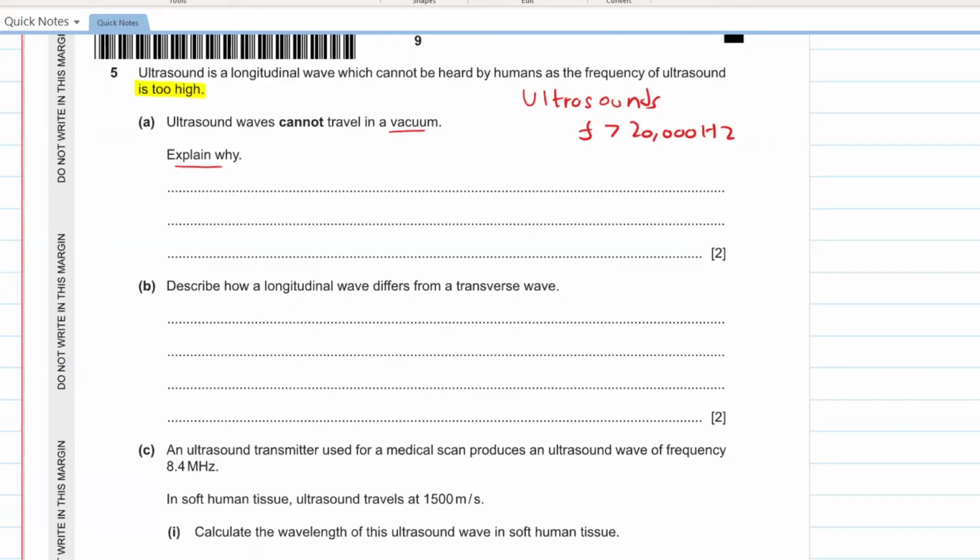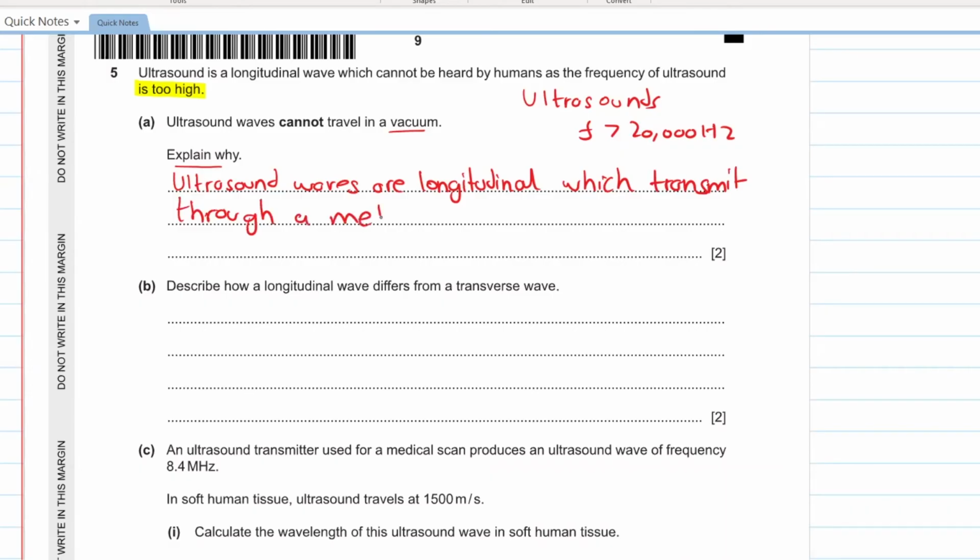Because ultrasound waves are longitudinal waves which transmit through a medium by vibrating.